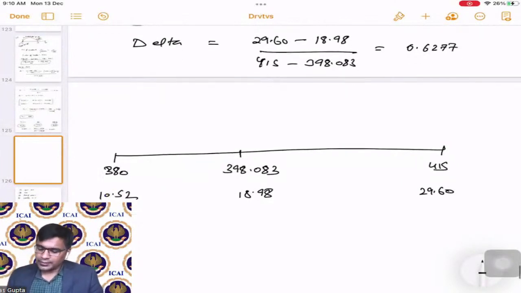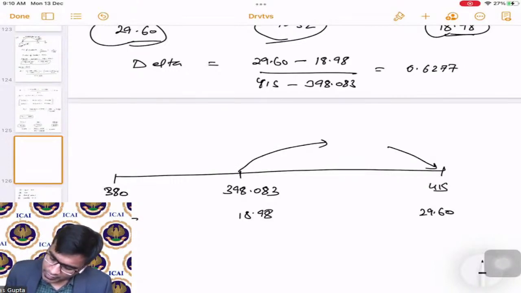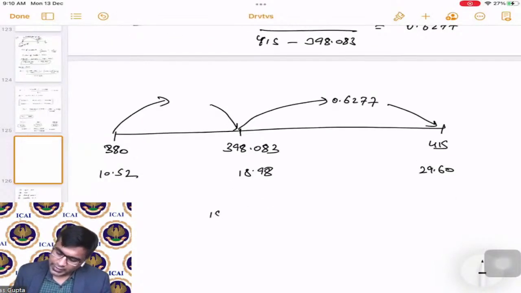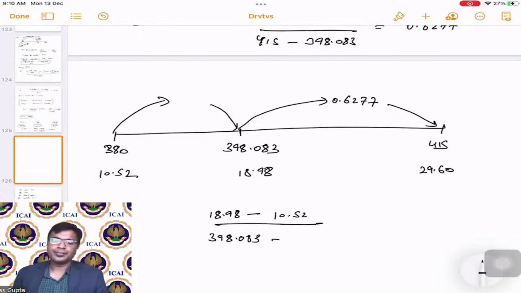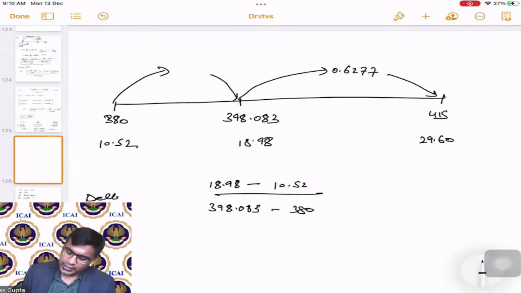Okay, students. So now see, I was saying that delta. So now from this change to this change, delta is how much? 0.6277. Now, similarly, can we calculate the delta from this change to this change? Yes. This will be 18.98 minus 10.52 divided by 398.083 minus 380. Correct, Namita? And all the other students? So this is what the delta will be here.